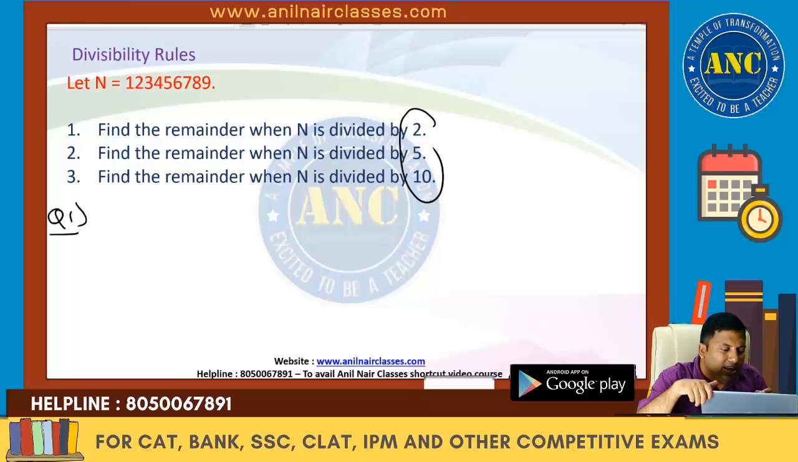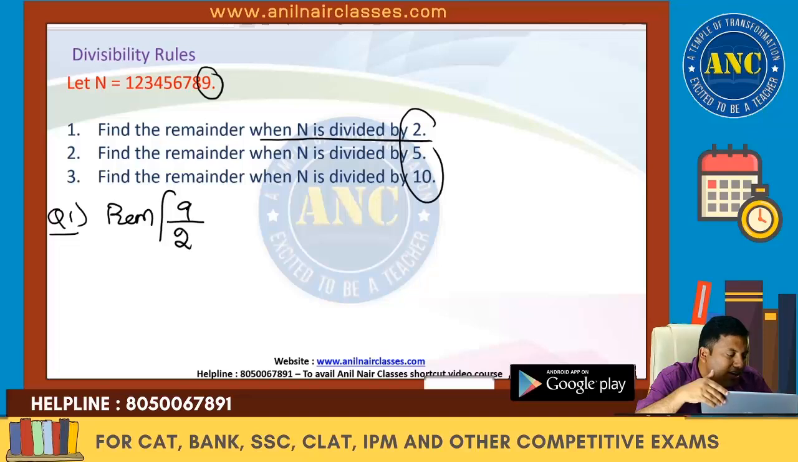Find the remainder when the number is divided by 2. When you are dividing a number by 2, the focus will be only on the unit digit. The unit digit is 9. 9 when divided by 2: 2 fours are 8, the remainder is nothing but 1. I hope the concept is clear why we are looking only at the unit digit. When a number is divided by 2, the unit digit should take an even value.